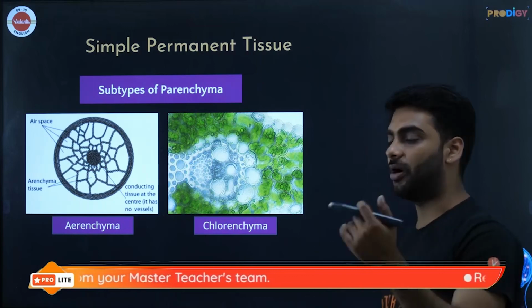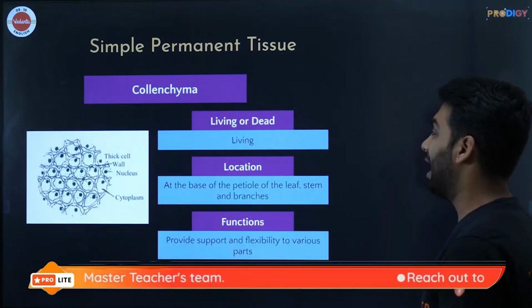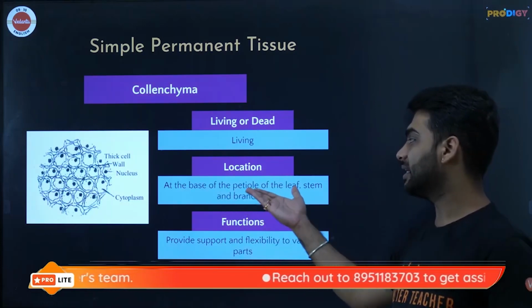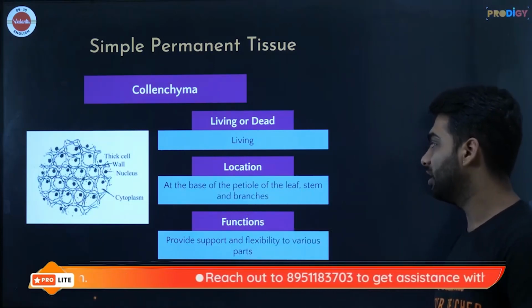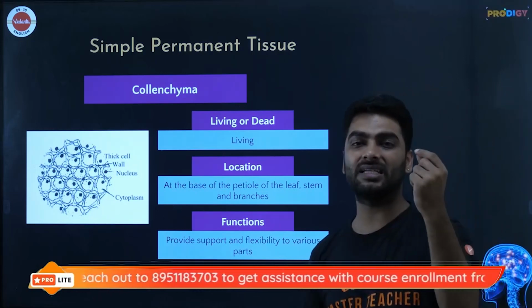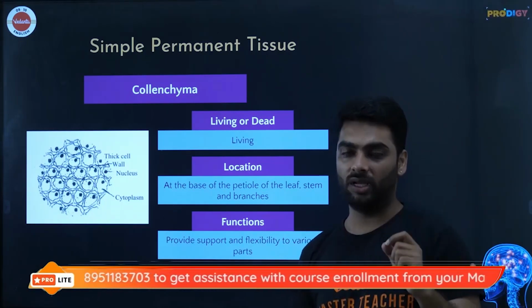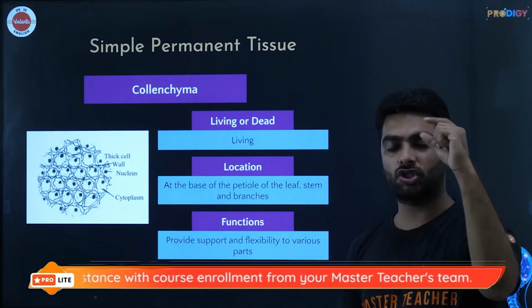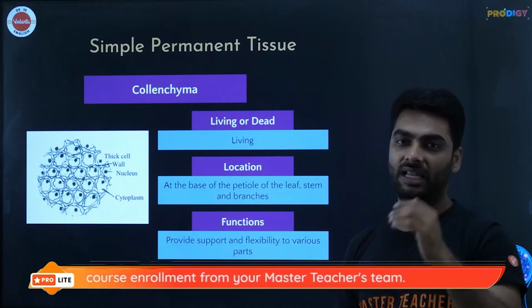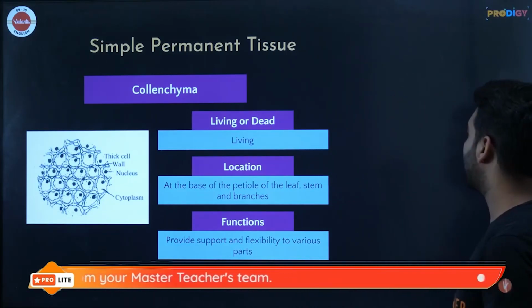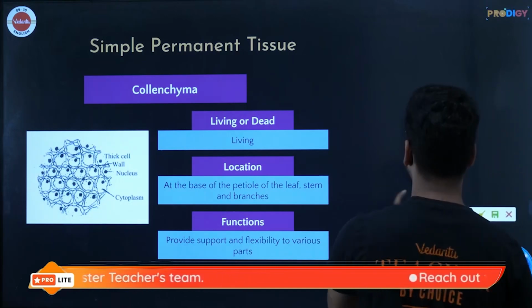So after Parenchyma, we move on to the next tissue, and that is Collenchyma. Again, this is living. It is present at the base of the petiole of the leaf, stem and the branches. As you can see, when I tell you it is present at the base of the leaf in the petiole. Now, if you look at the structure of the leaf, the petiole, that is also called the stalk, it is the supporting part of the leaf. The leaf is supported on the petiole, right?